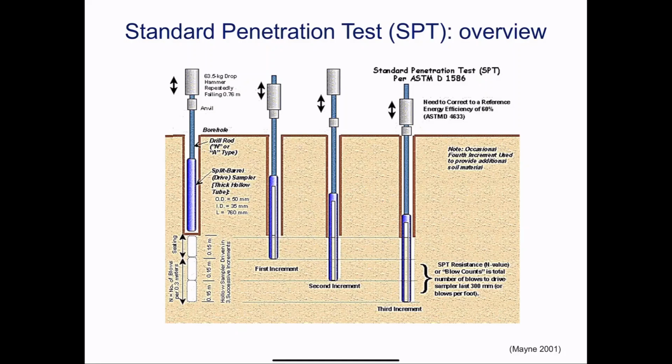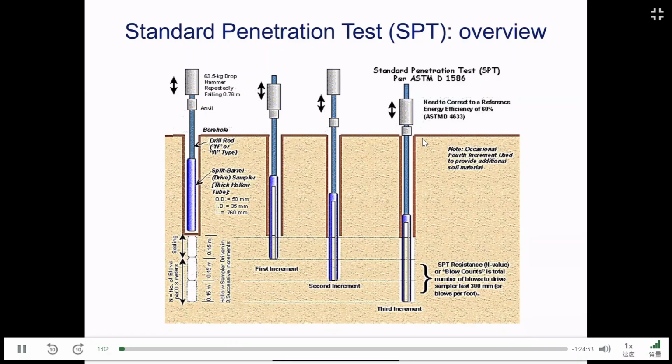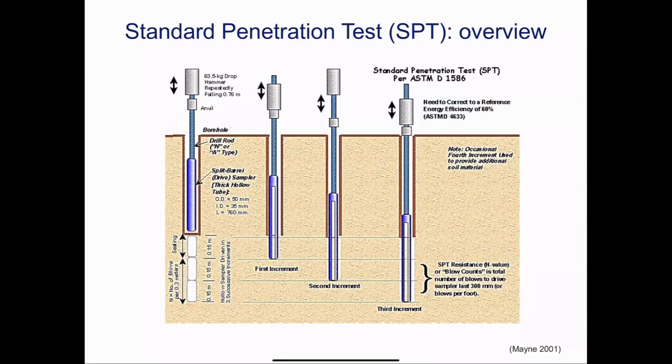We can use this schematic here just as a quick refresher. As the name specifies, standard penetration test, everything is standardized, including the mass of the hammer, the height to fall, and also the split spoon or split barrel involved.